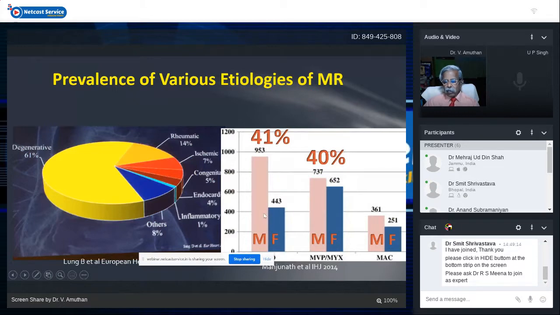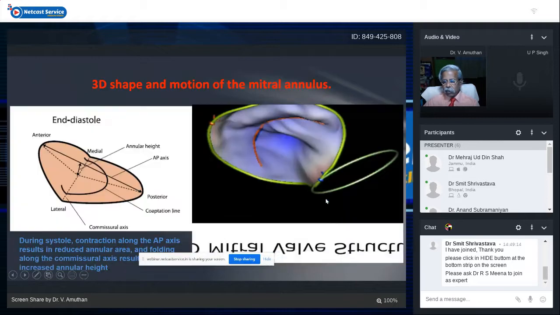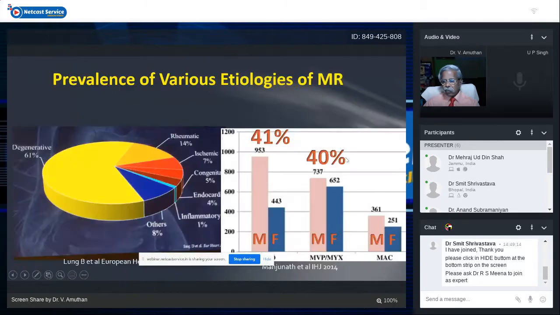This is the prevalence of the various etiologies of mitral regurgitation. The most common in our country is still the rheumatic. Males outnumber females as a cause for mitral regurgitation, and totally it goes up to 41%, whereas the degenerative, or mitral valve prolapse and myxomatous degeneration, are only 40%. This is not true in Western countries, where they have a degenerative pattern ranking 61% and rheumatic only 14%.